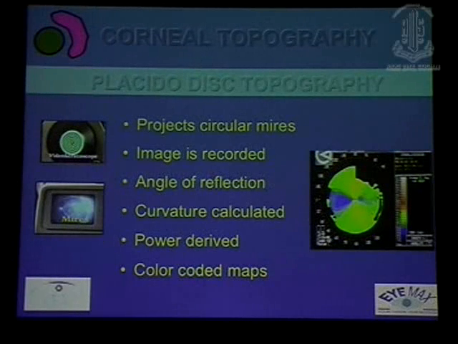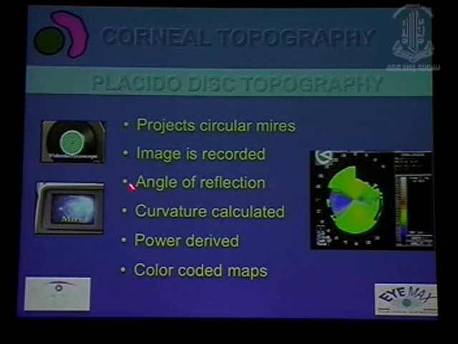Placido disc topography is a modification of the old keratoscope. Here what we do is we project circular mires onto the cornea with a target, and the image of those mires is recorded. After recording the image of those mires, from the image we calculate the angle of reflection at multiple points, and from the angle of reflection we calculate the curvature of the cornea.